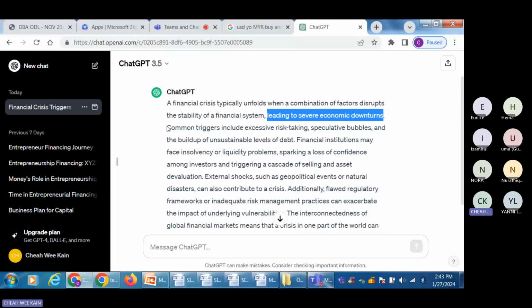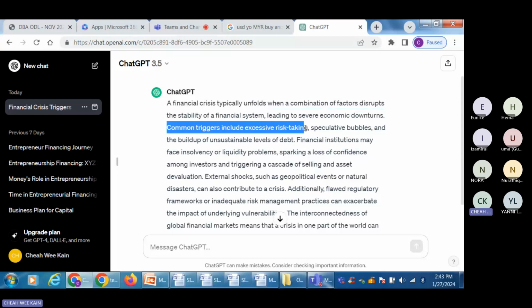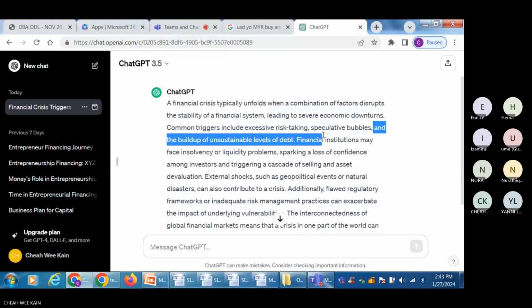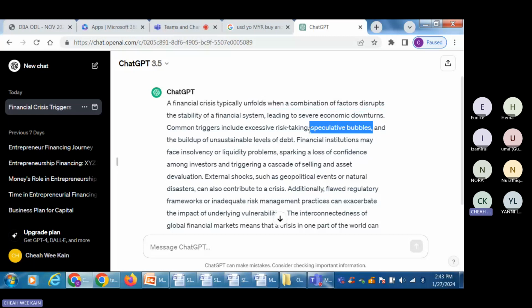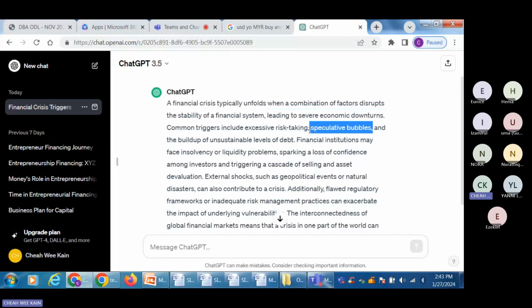So the next one is that this is triggered by excessive risk taking. Maybe people are going into the share market, they buy a lot of shares, they borrow money to buy shares that they cannot pay back. So they take a lot of risk. Speculative bubbles: you may have housing bubbles. For example, the price of houses keeps on going up, people keep on buying, even though they don't stay in the house, but they buy a house so that they can resell.